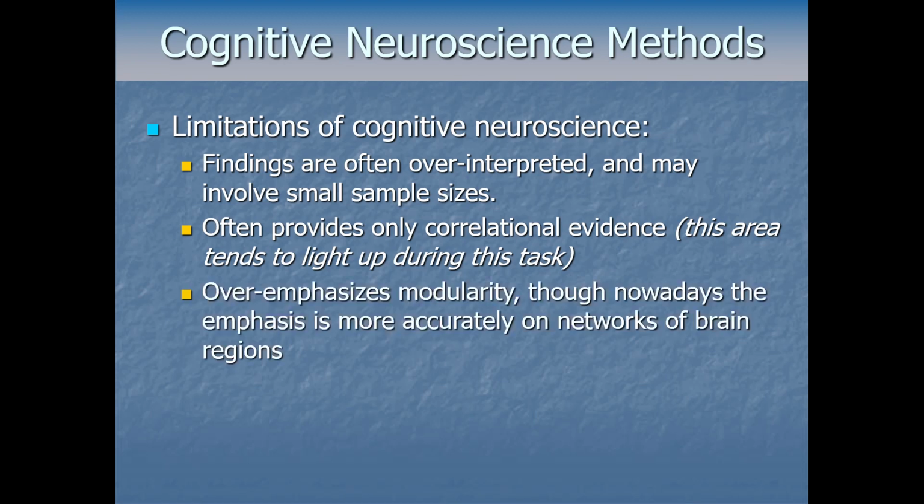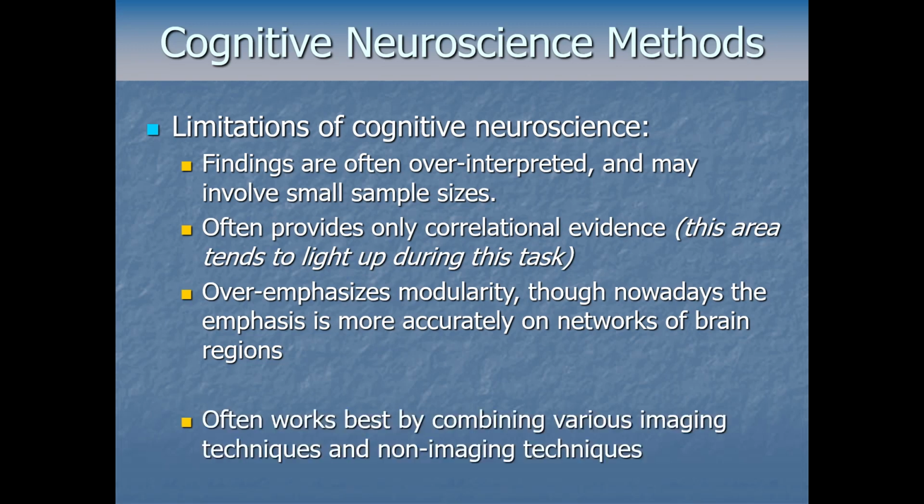Also, if we're not careful, we can end up overemphasizing modularity, that old idea of localization of function. Even though nowadays, practicing scientists, those who do this stuff professionally, put a lot more emphasis on networks of brain regions, not individual brain areas, but networks of brain areas all connected together, and the complex interplay and symphony of activity that arises from all sorts of feedback and bidirectional connections and input from all over the brain. That said, though, brain imaging has been amazing.